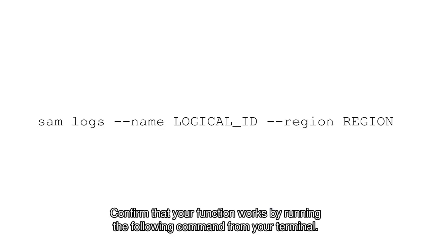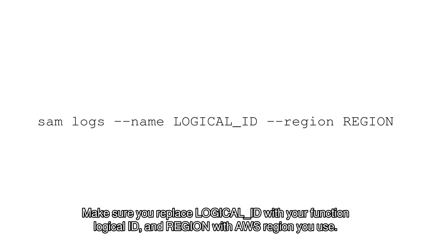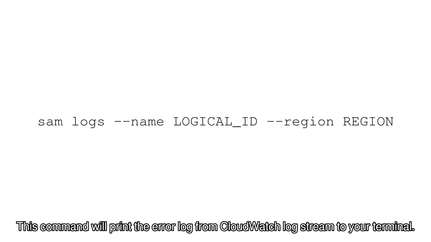Confirm that your function works by running the following command from your terminal. Make sure you replace logical_ID with your function logical ID, and region with the AWS region you use. This command will print the error log from the CloudWatch log stream to your terminal.